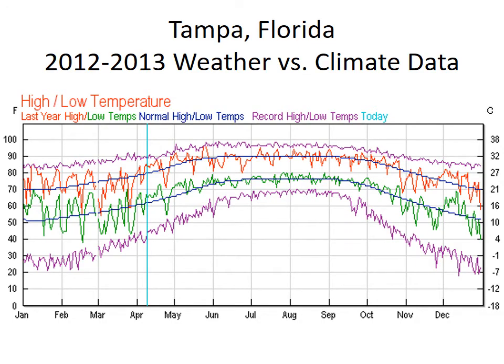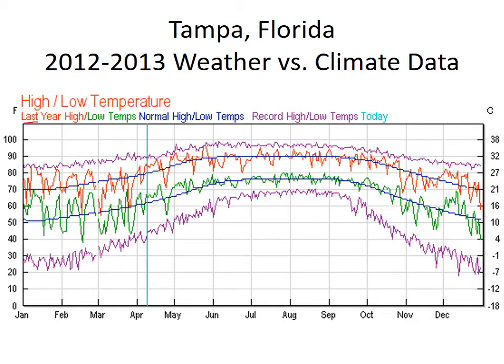Let's look at this time series graph of weather and climate from Tampa, Florida for the 2012 to 2013 season. And I can show some things on this graph that are examples of weather and some things that are examples of climate. So I'm going to get my pen tool out here.